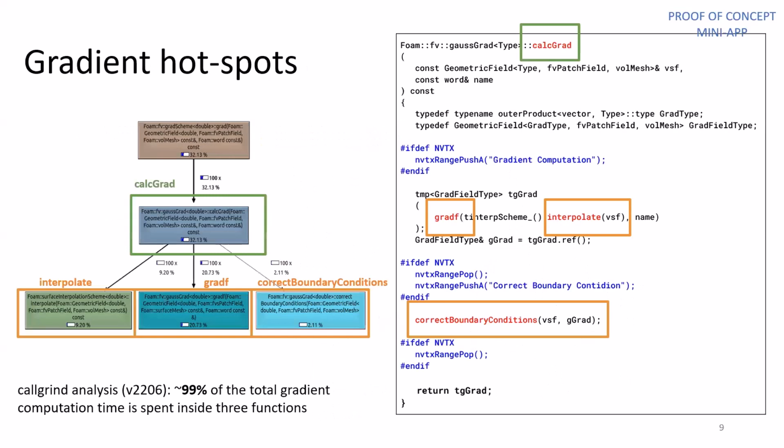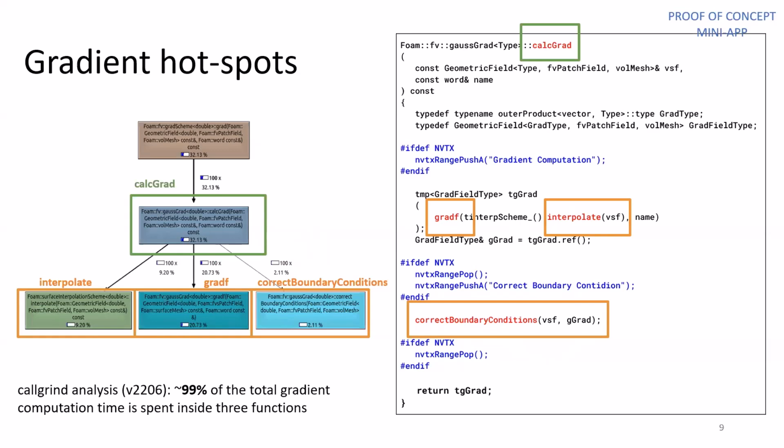The first thing that we did was to take the KCachegrind output in order to visualize the main intensive functions. We found out that 99% of the total gradient computation time is spent in these free functions: interpolate, gradf, and correct boundary conditions. So we looked at these functions and tried to parallelize the inner loops in order to execute them on GPUs.